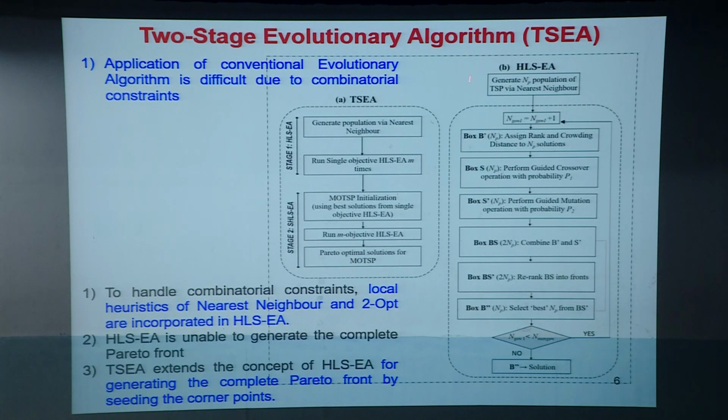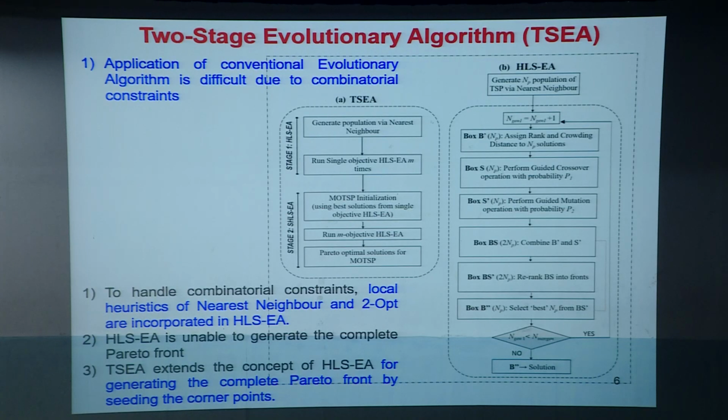In a conventional genetic algorithm, the initial population is generated randomly. But in this case, we are generating the population using the nearest neighbor heuristic. Again, I will explain this nearest neighbor heuristic in a little more detail in the subsequent slides. Once the population of NP solutions is generated, these are assigned a rank and the crowding distance. And then we perform the mutation, the guided crossover operation.